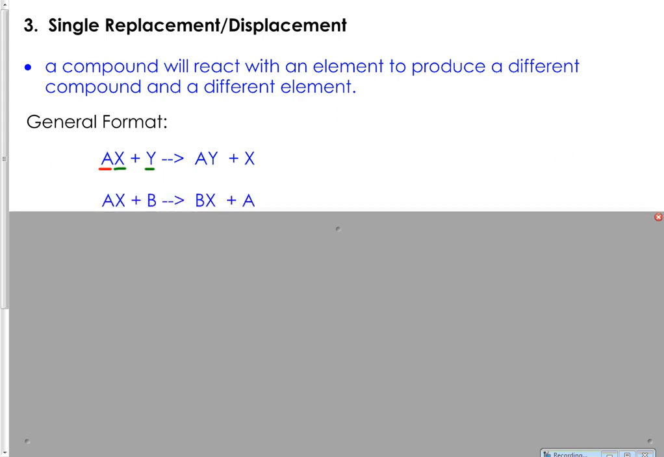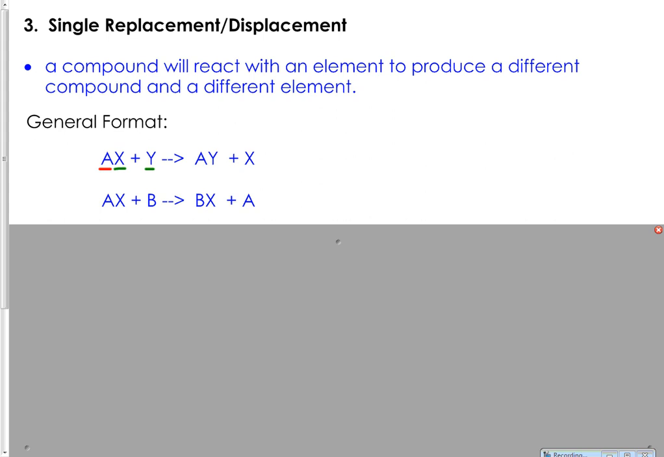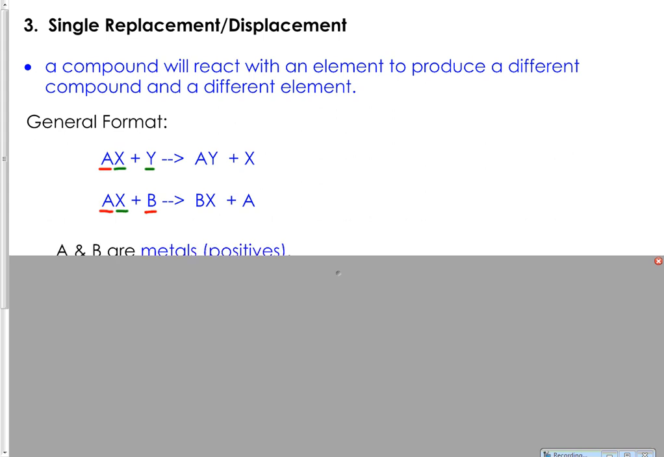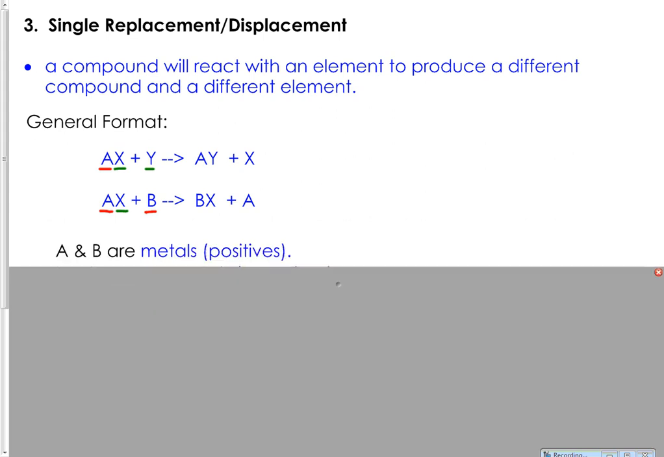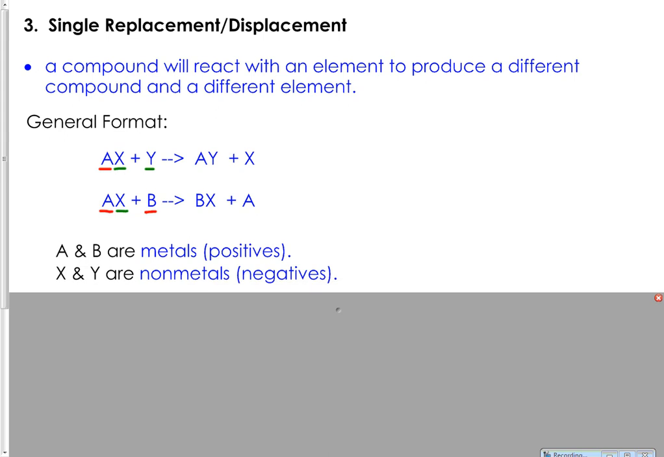Now that can happen another way. We still have compound AX, but now it's going to react with a different element. We're going to say B. This time B will take the place of A. So B is going to replace A and leave A on its own. Now, A and B would have to be the same type of element. If they are written first, they're usually metals or the positive part of the compound. The X and the Y, since they're written second, are usually the nonmetals or the negative part of the compound.